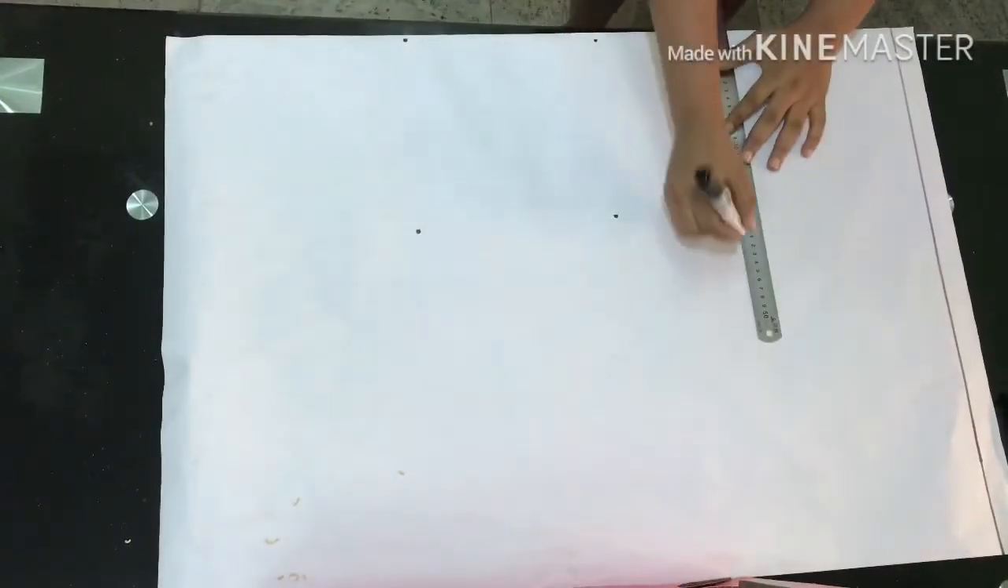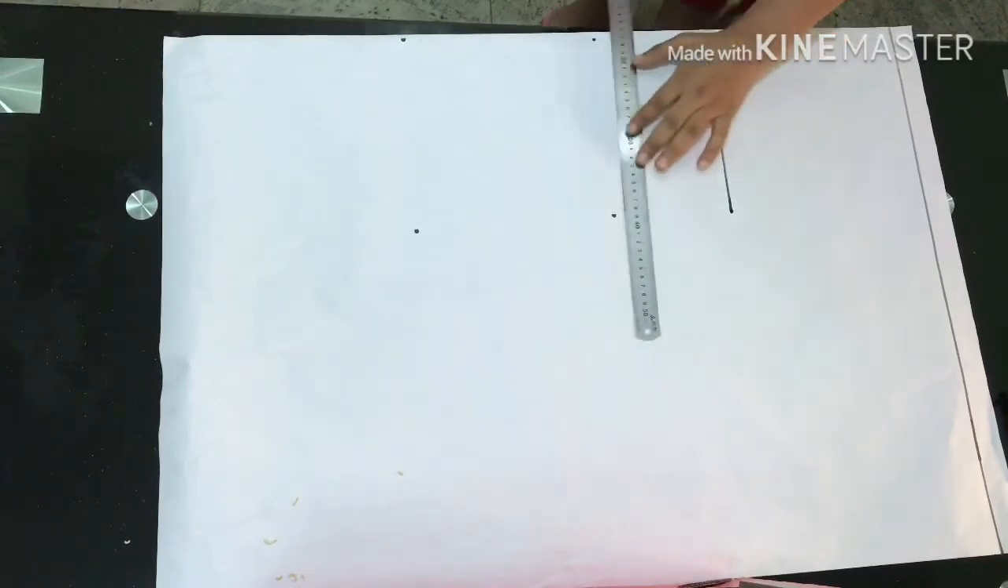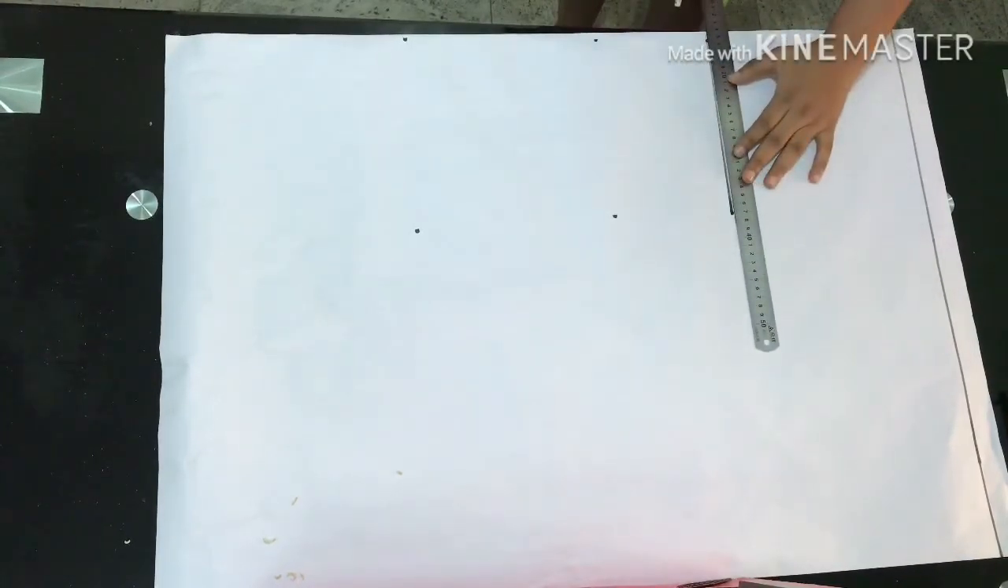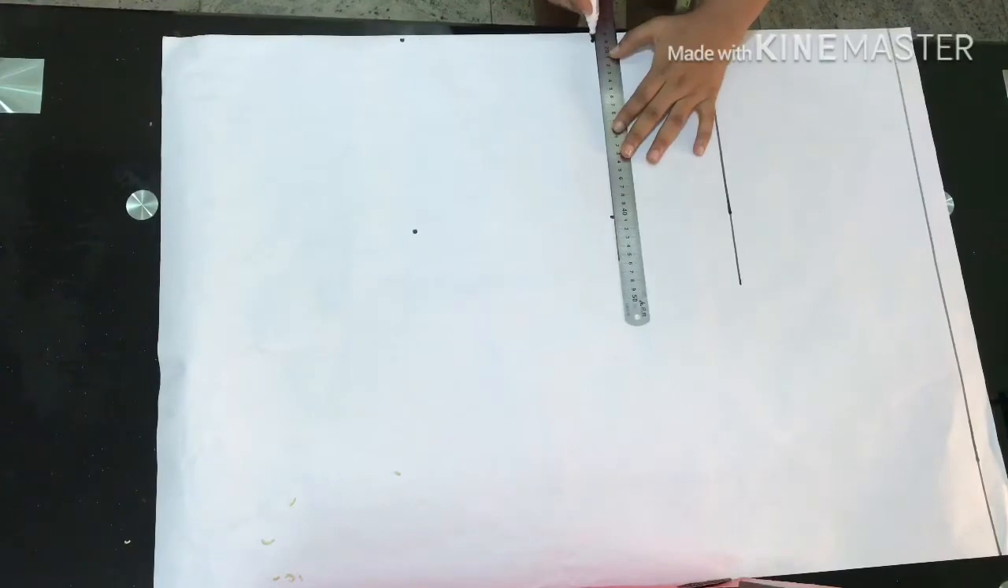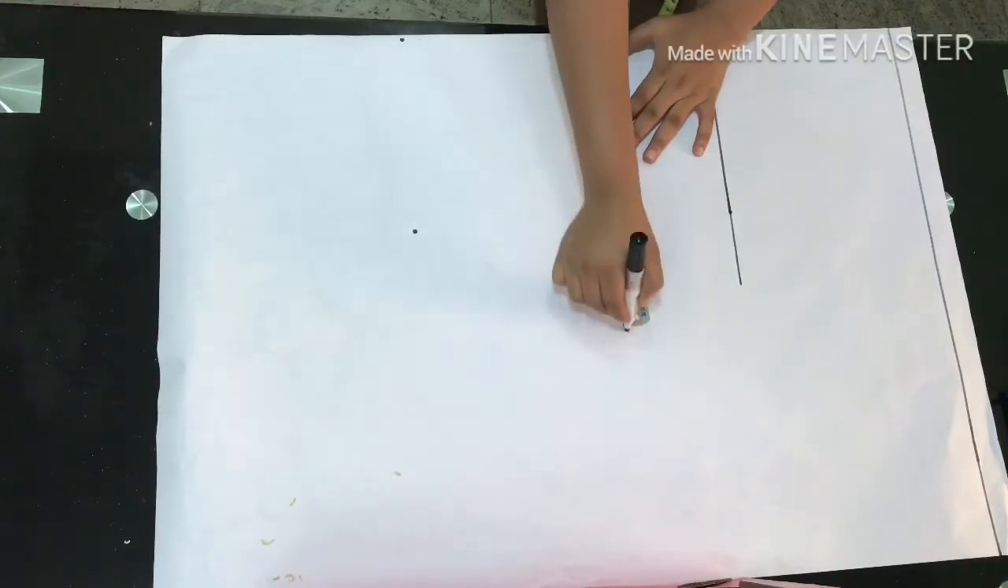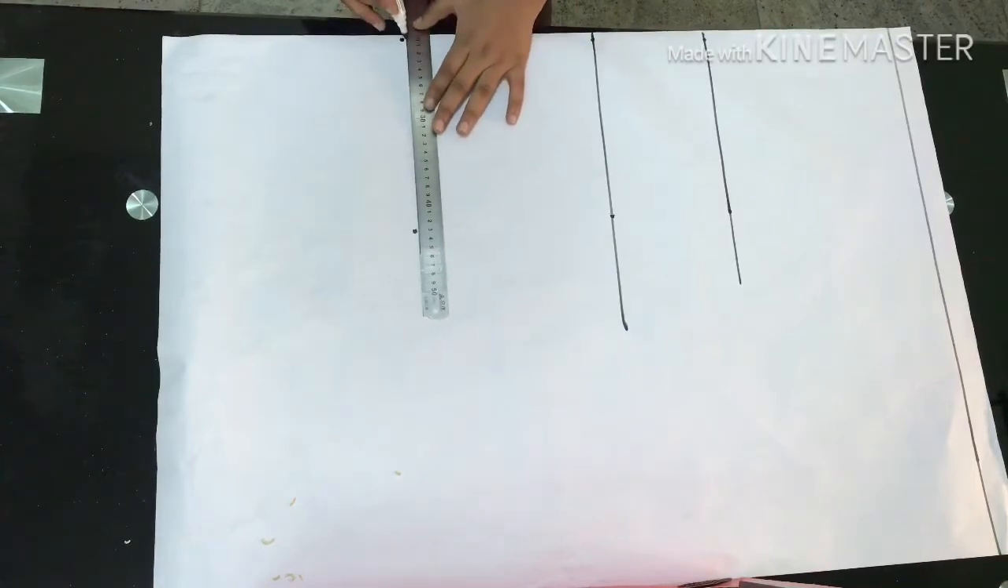Now go ahead to draw the horizontal lines. Actually, you're supposed to extend this because, okay, so you do the same thing on this part. You do the same thing here as well.